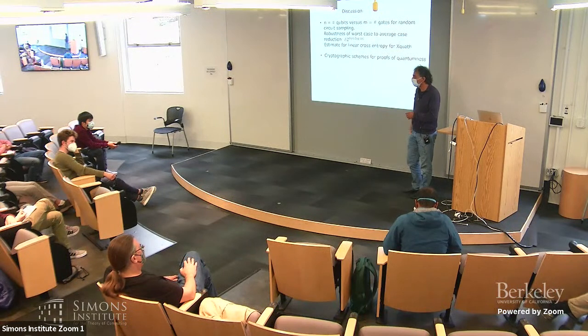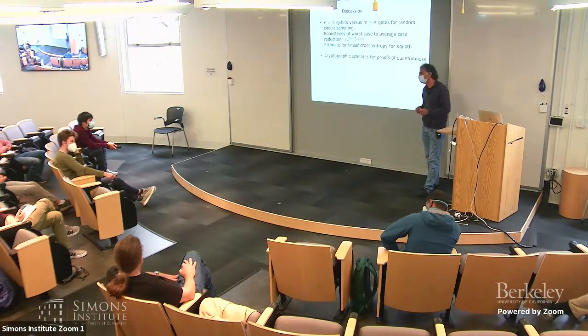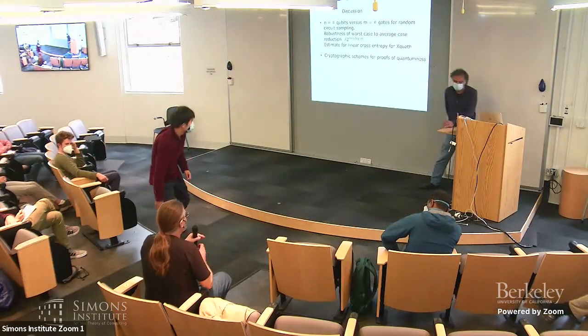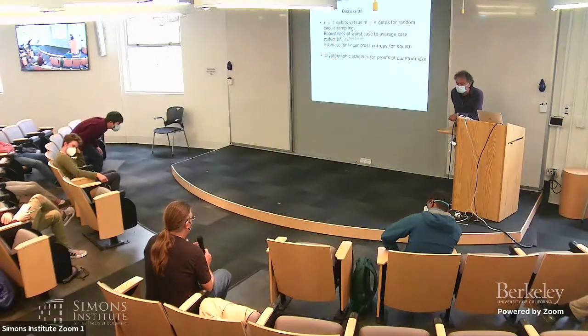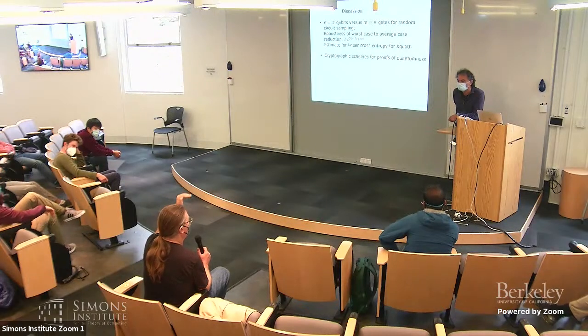And actually there's even a paper now about spoofing the Google experiment, which relied on a very clever observation about, in your worst case to average case reduction, you've put a random unitary in between each layer of the circuit.